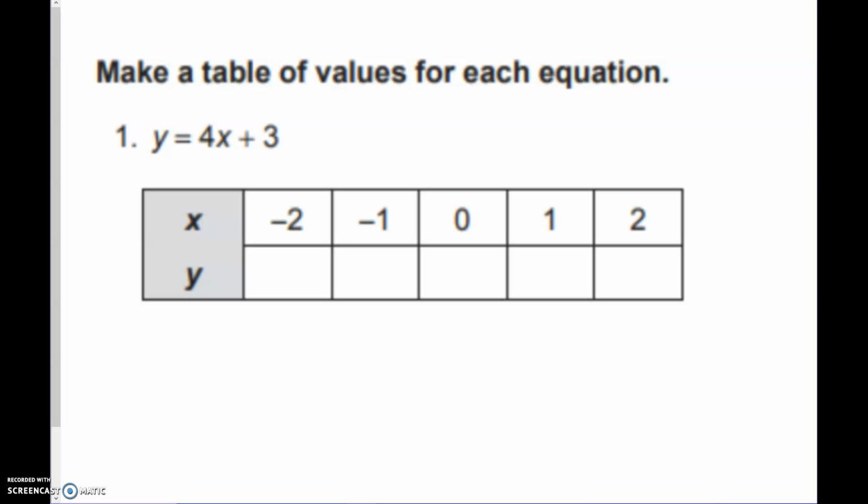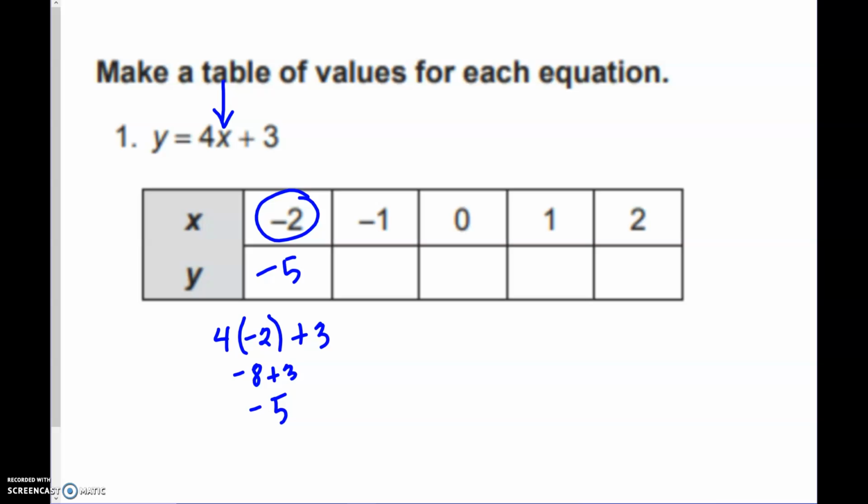All right, make a table of values for each equation. So on your test, you're going to have to fill in some different tables here. So how do we go about doing that? Well, remember, we're replacing this x value every time with a new number. So if you read that to me, it says 4 times x plus 3. So 4 times x plus 3. And the first number they want us to put in here is a -2. So 4 times -2 is -8 plus 3, so we get a -5.